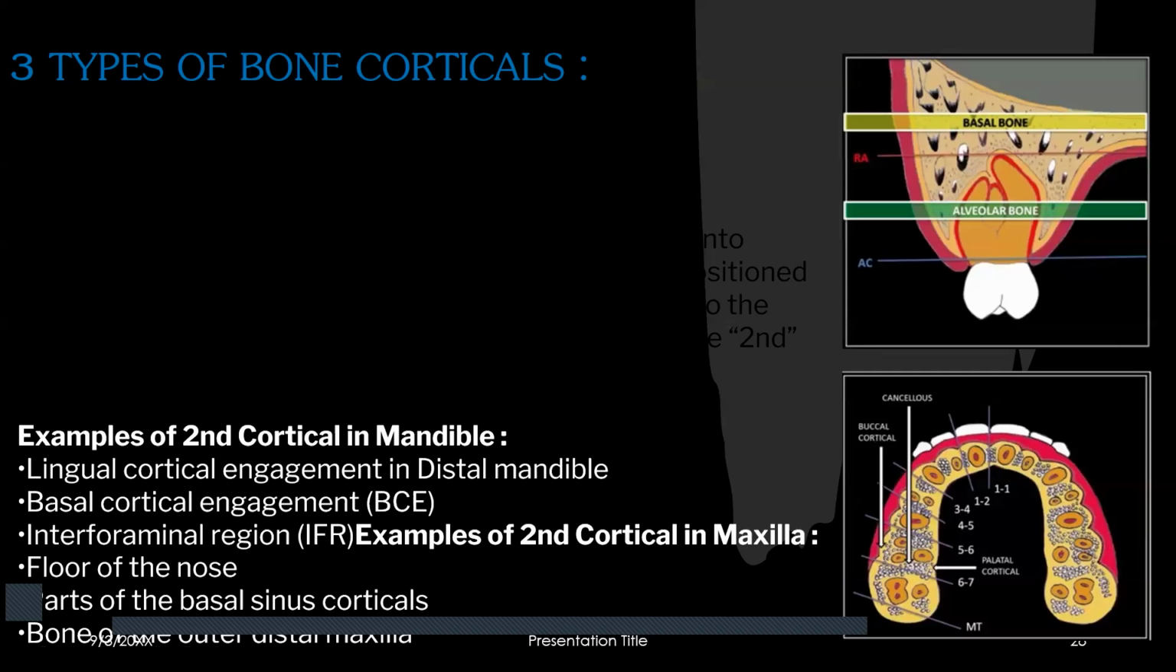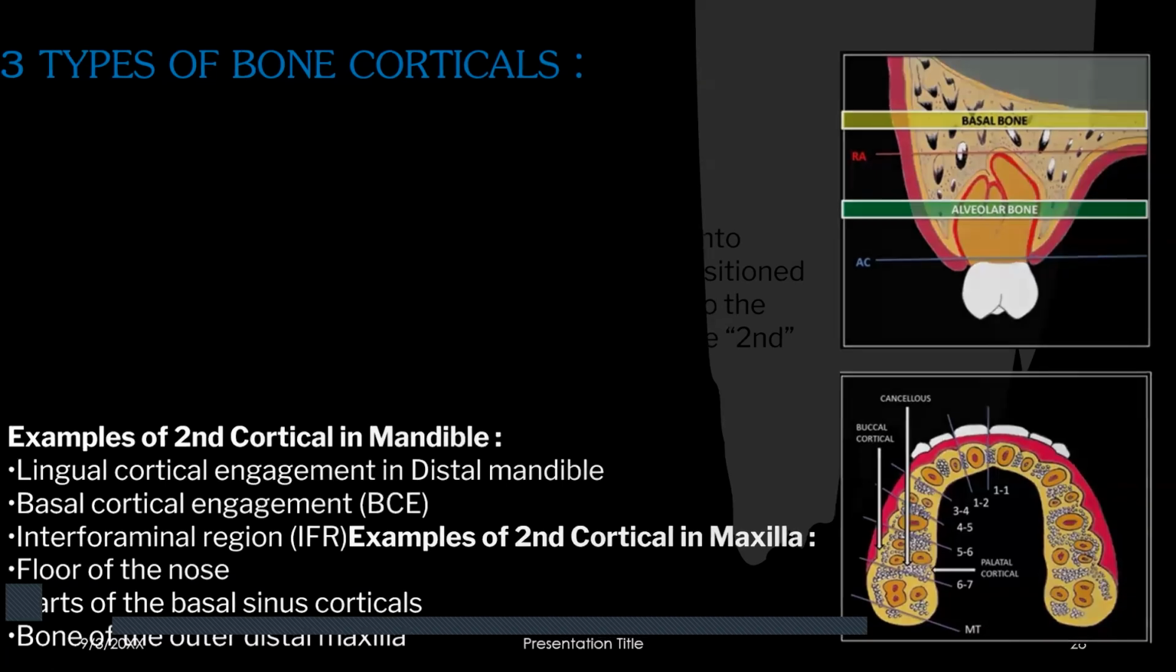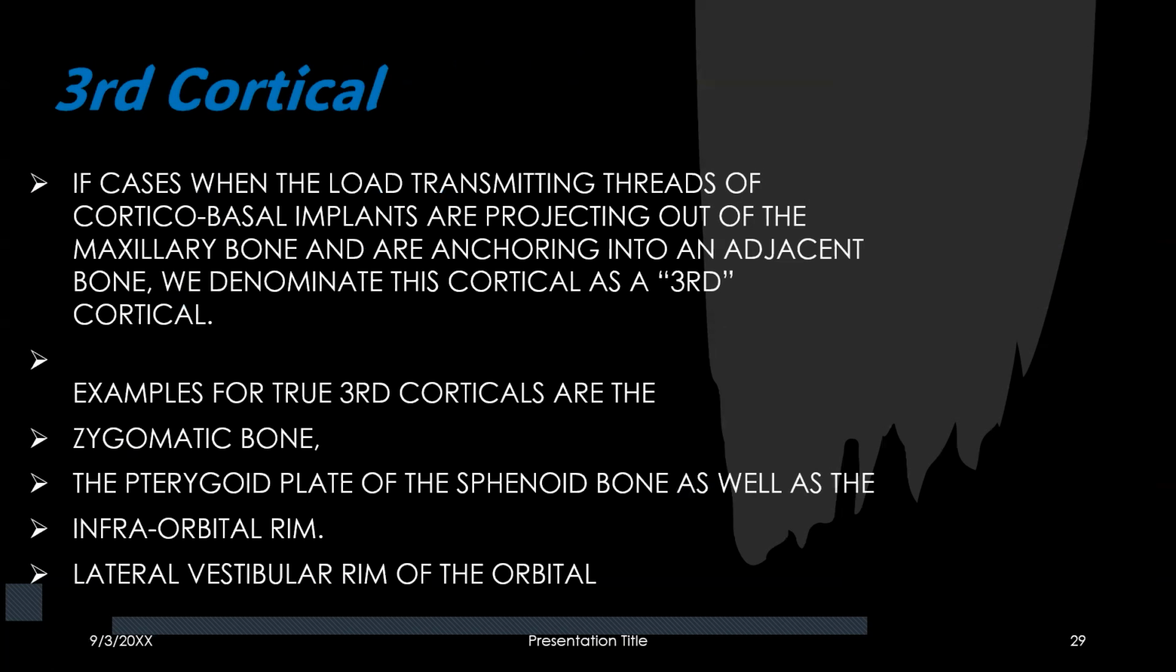The examples of second cortical we'll see further. Now, first understand what a third cortical is. The third cortical is a bone which we are using to take part. We are using a bone to engage the implant, but that bone is not a part of the maxilla. That means the bone which is not a part of maxilla, still we are placing the implant into that bone to take anchorage to give a fixed prosthesis.